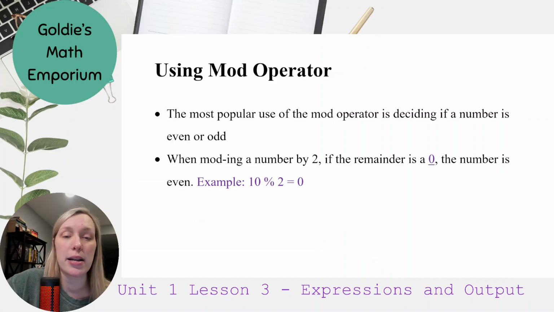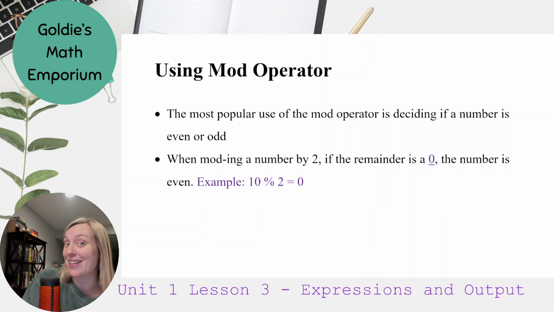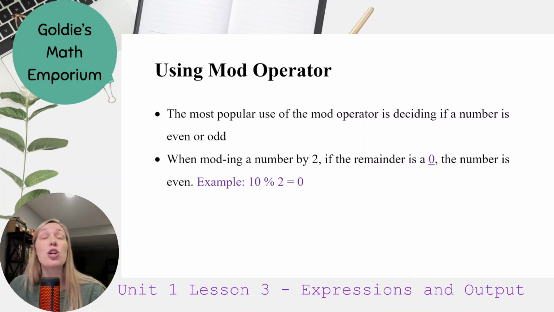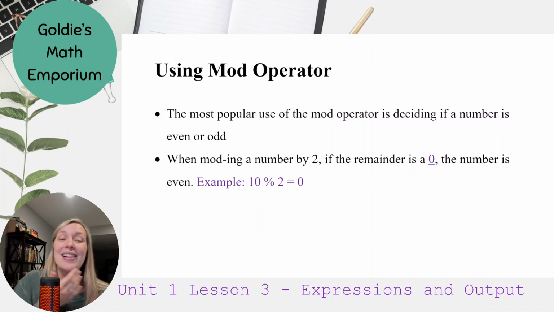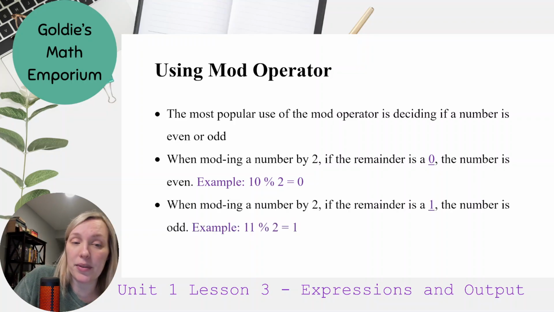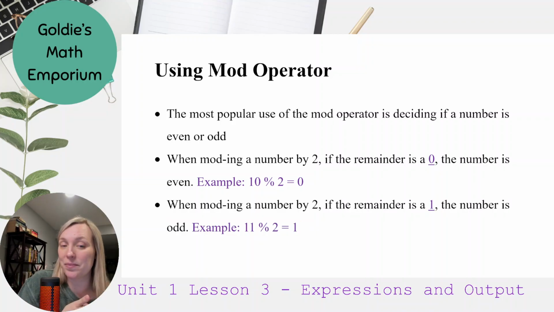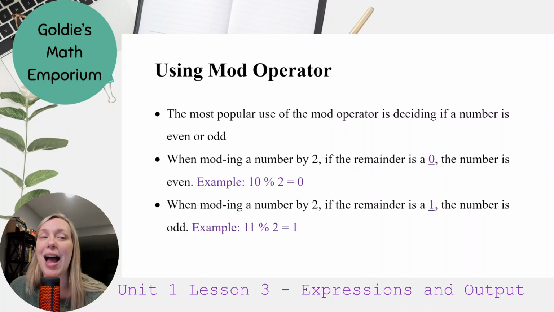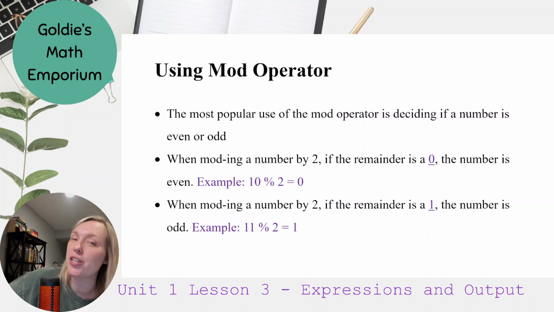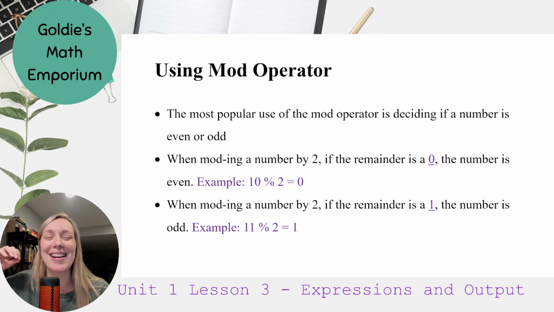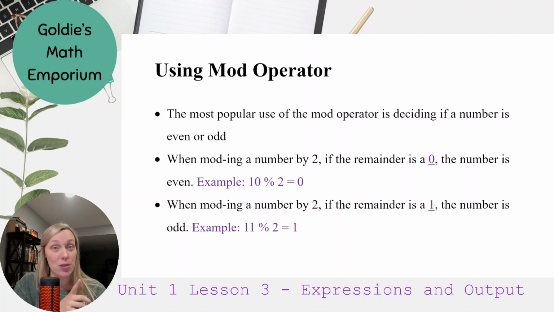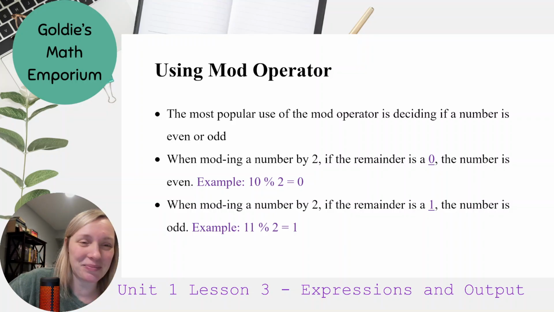So if you're modding a number by 2, when the remainder is 0, that number is actually even. Okay, so if I say 10 mod 2, 2 goes in evenly to 10, which means that it's an even number. Okay, if you're modding a number by 2 and the remainder is 1, that means it's odd. Okay, so this is just one example of how we use it. It's going to come up a few other times in different programs that we write, and you'll see how we use it more, but it is useful. Okay, it's not just something I'm trying to throw at you to make your life more complicated. It is going to be useful when we run our programs.